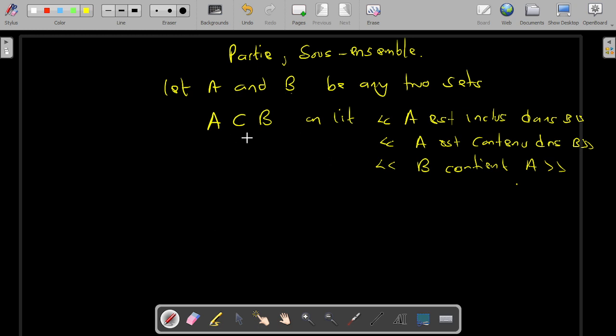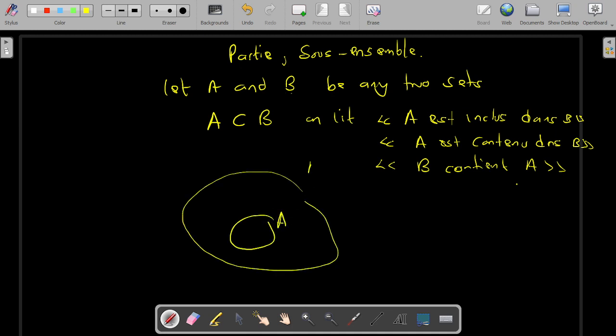Now, if you're looking for the graphical representation of the concept, you're going to have something like this. Every element of the set A is also an element of the set B. So we just have this graphical representation of the idea of subsets.